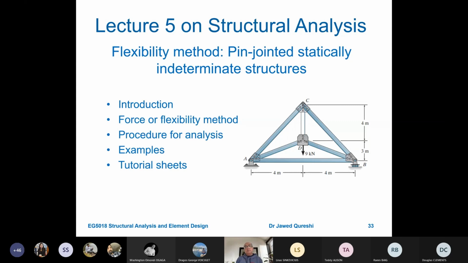Ordinarily, when we have statically determinate trusses, we use the method of sections or method of joints to work out member forces. But if the number of members is more, if SI is more than 0, then the method of sections and method of joints do not apply. Then you have to use either the force method or the flexibility method to work out member forces. And today we are using the flexibility method to work out member forces in pin-jointed structures. A typical example of pin-jointed structures is a truss.